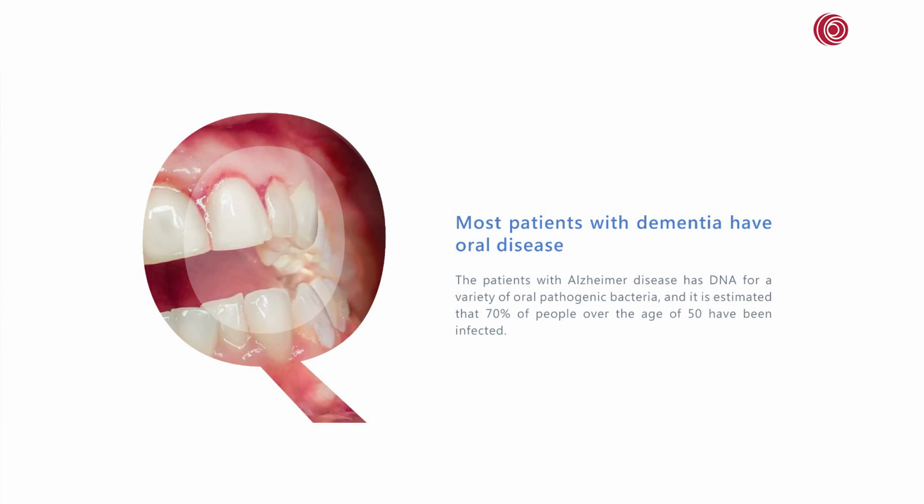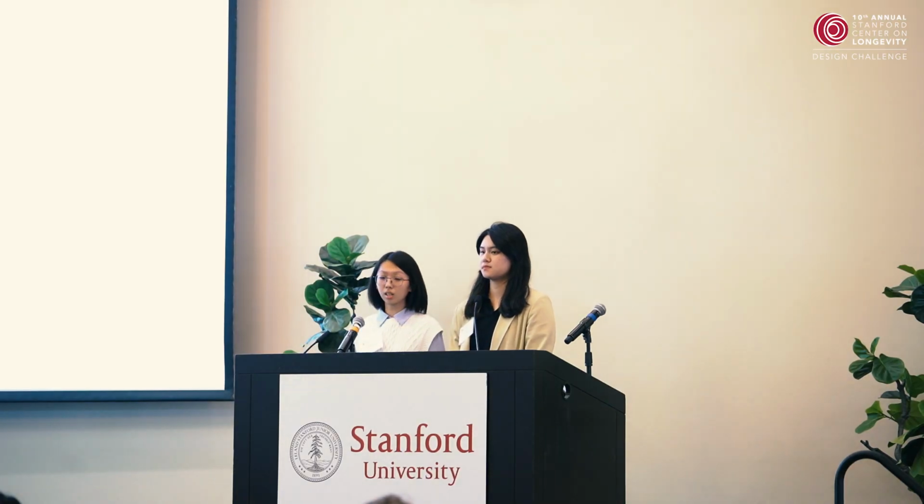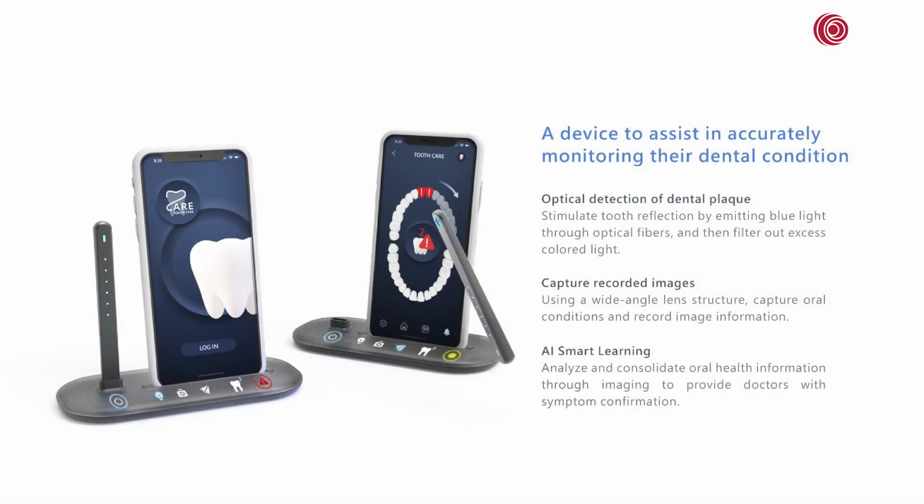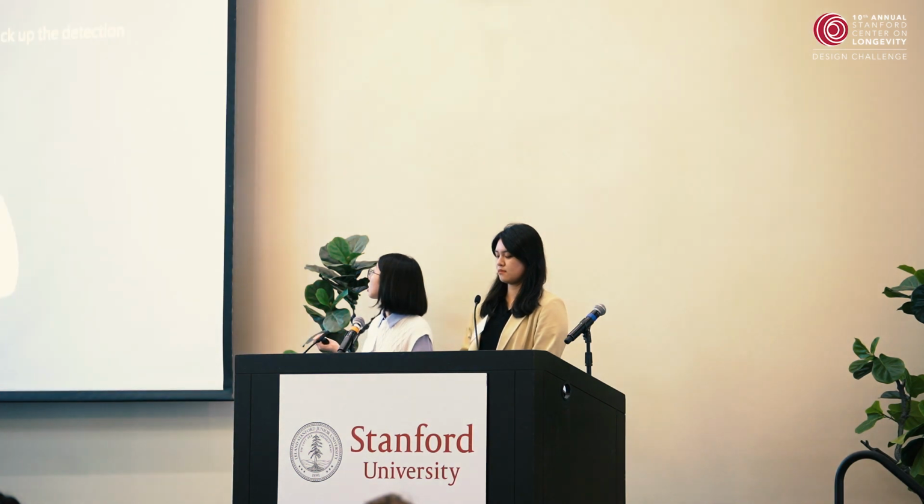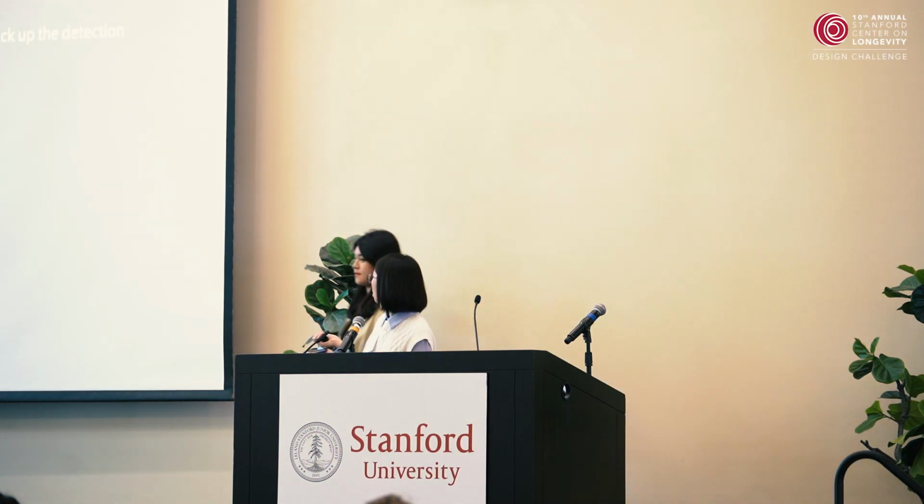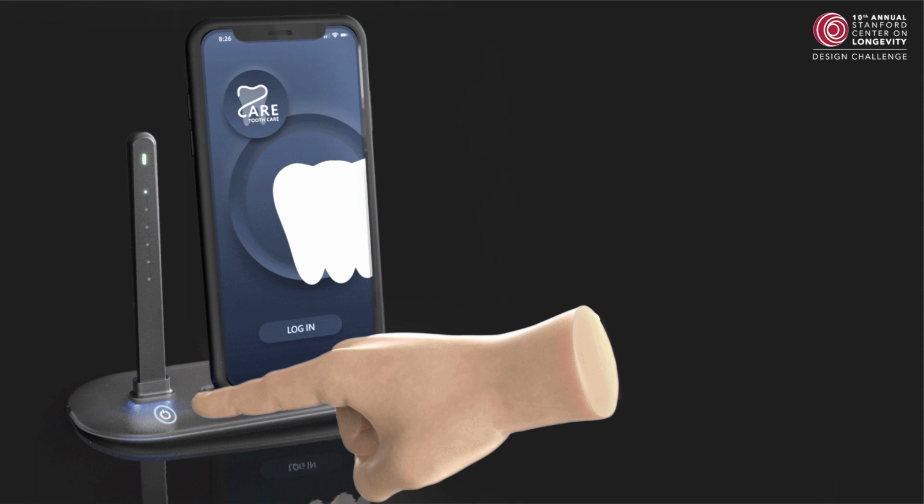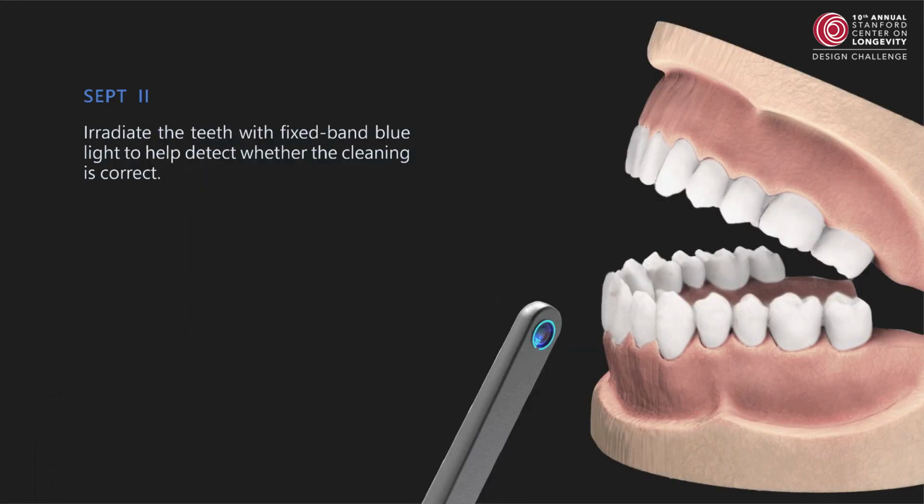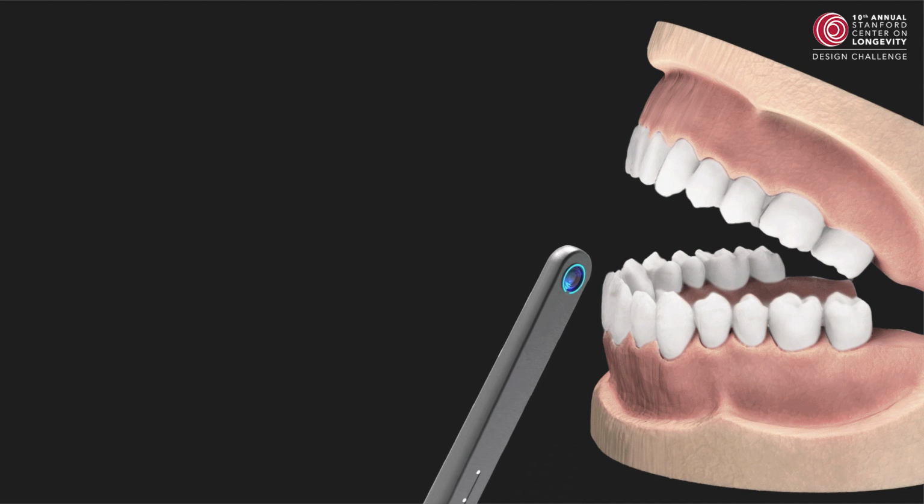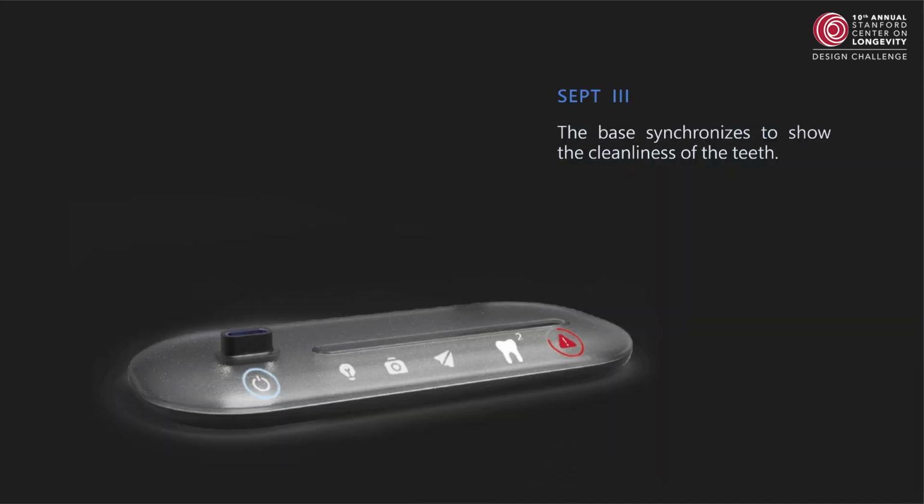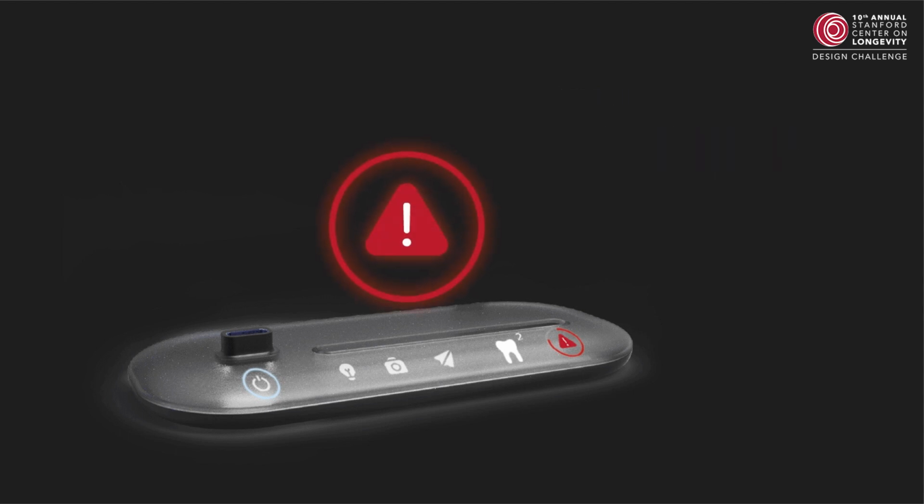So how can Tooth Care help? Tooth Care is a device to assist in monitoring dental conditions. Step 1, touch, stop, and pick up the detection device. The teeth will be illuminated by blue light to help detect whether the cleaning is correct. And the base will show the cleanliness of the teeth.